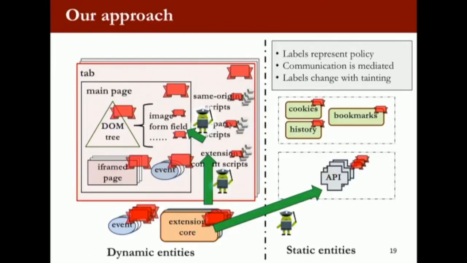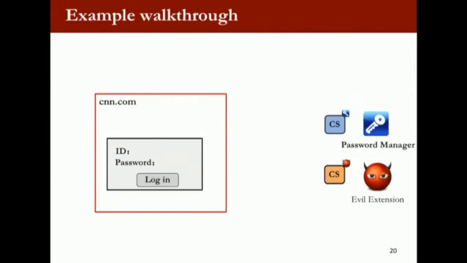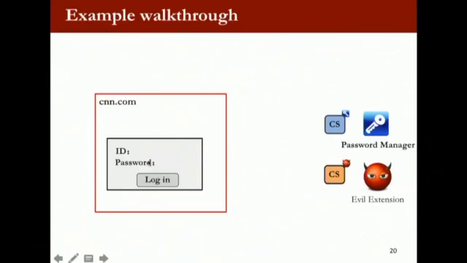All right, now I'll go through an example step by step. I'm going to use the password extension example to show you how we do labeling and how the check is going to happen. Because I'm going to assign a label to each entity, here I have a CNN small cap page, and I have a little form with ID, password and login button. The first thing I'll do is assign a label to this entity.